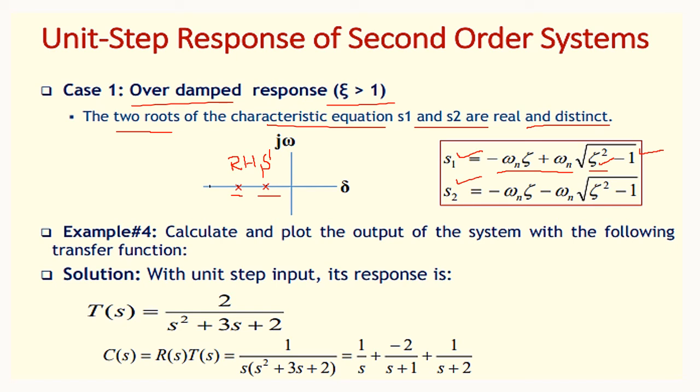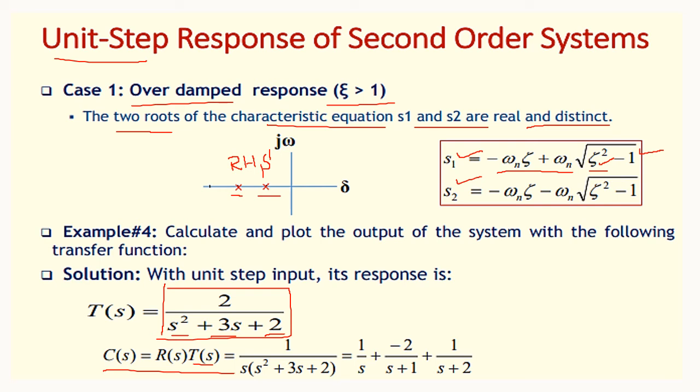Now for an example, let us take T of s is equal to 2 divided by s square plus 3s plus 2. So what is the formula? Transfer function is nothing but C of s divided by R of s is equal to T of s. If I rearrange this equation in terms of C of s, that is the output, the output is equal to input multiplied by transfer function. They have already given the transfer function, so I just need to multiply it by the input. Since it is a unit step, I just need to multiply it by 1 by s.